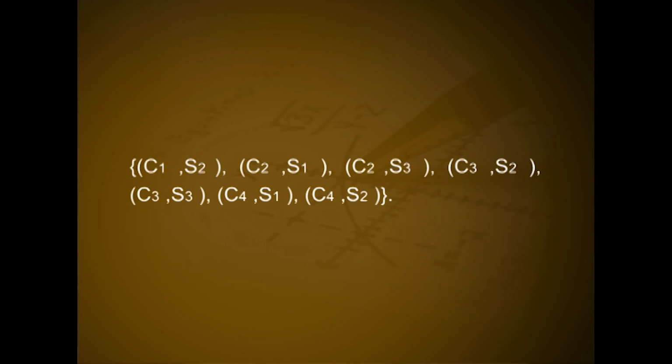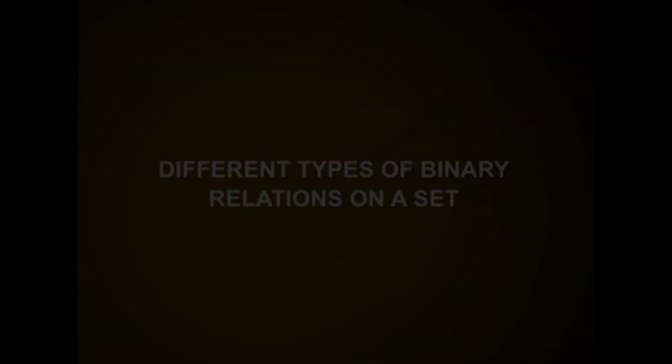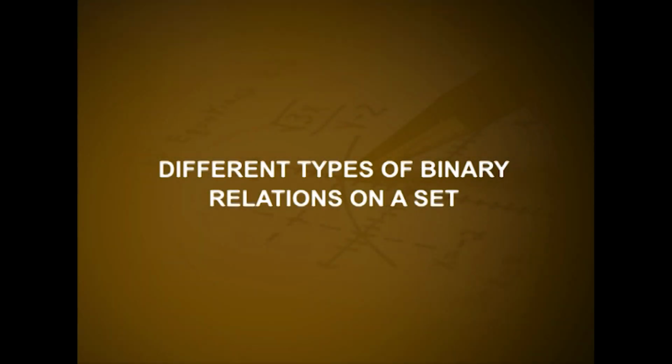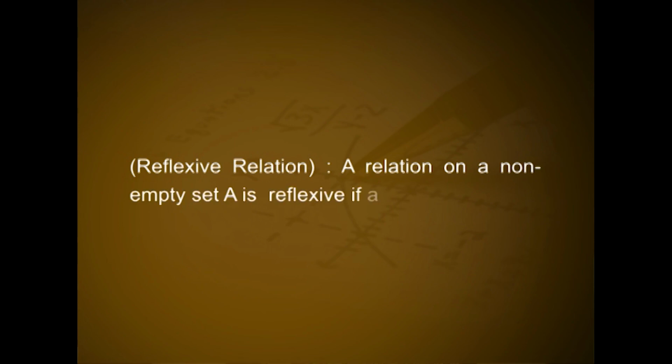(C4, S1), (C4, S2). We concentrate our discussion to relations on a set. It is clear that the corresponding relation table is square shaped. Different types of binary relations on a set. First, reflexive relation. A relation on a non-empty set A is reflexive if a is related to a for every a belongs to A.